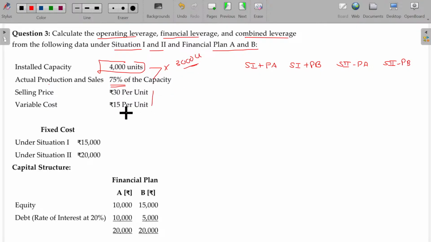Selling price and variable cost are given. As per the situation, we have been given two varieties of fixed cost. So sales being 30 into 3,000, 90,000 in all four cases. Minus variable cost 15 per unit, for 3,000 units, 45,000.